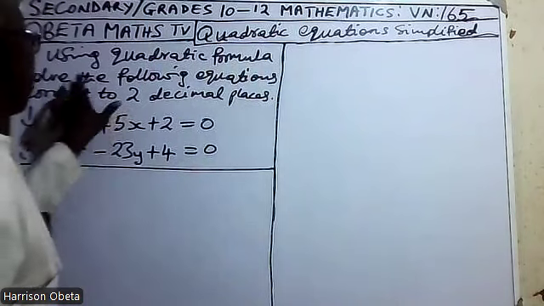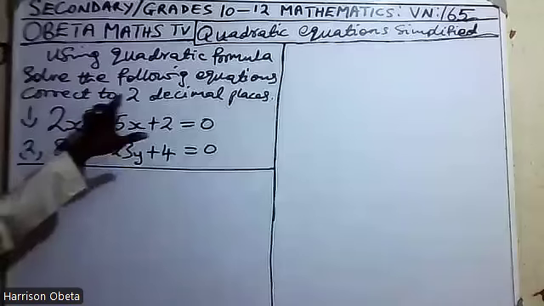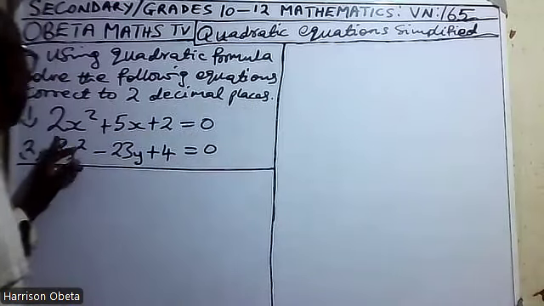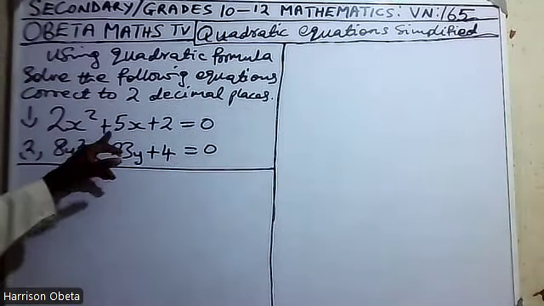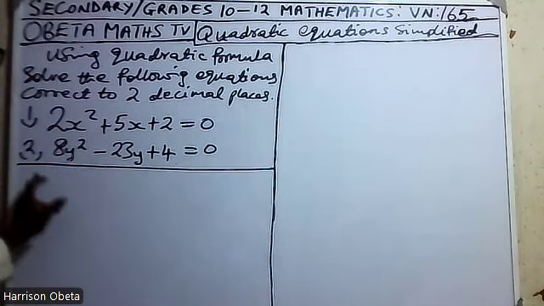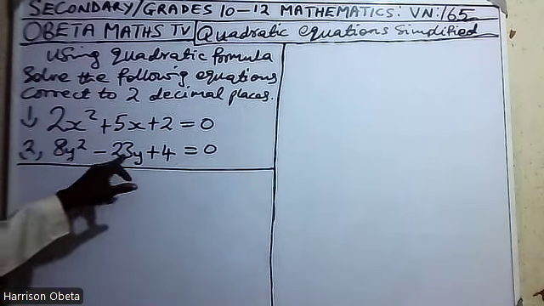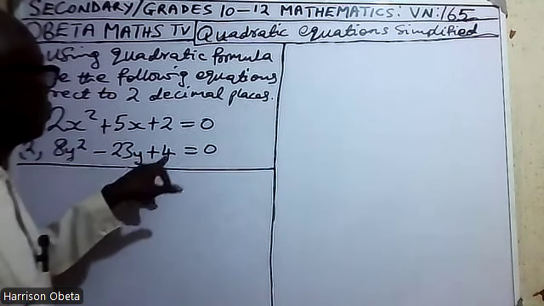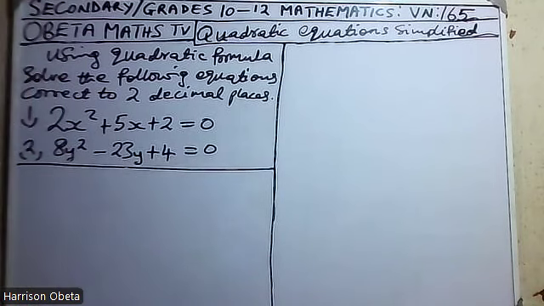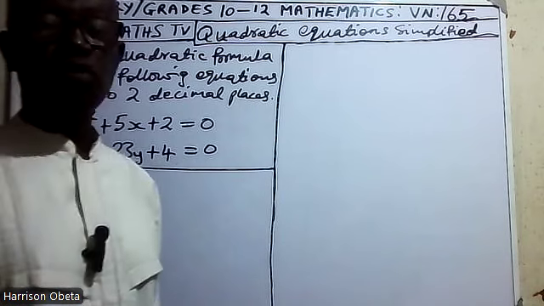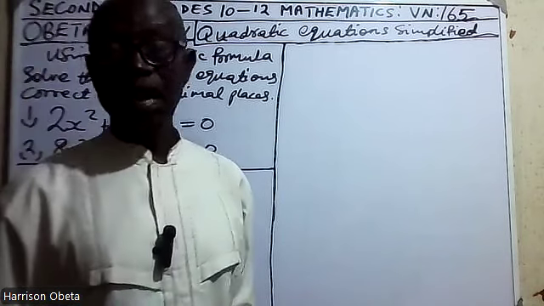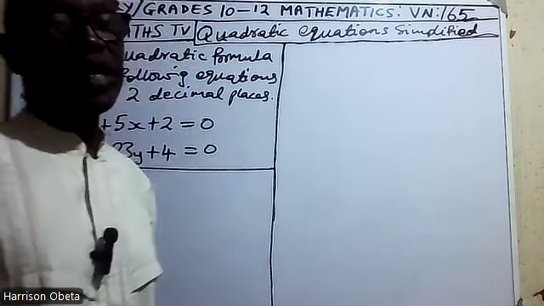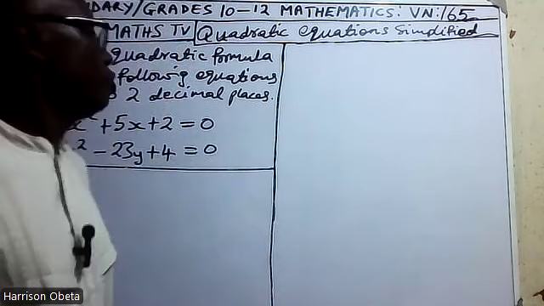Using the quadratic formula, solve the following equations correct to 2 decimal places. Number 1, 2x squared plus 5x plus 2 equal to 0. Number 2, 8y squared minus 23y plus 4 equal to 0. So first of all, we have to quote the general formula, and then from there we can continue.